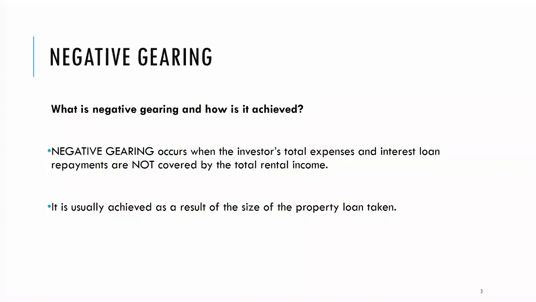So negative gearing occurs when the investor's total expenses and interest on loan, it means interest payment, are not covered by the total rental income. Right. The total income is not enough to pay the total expenditure, including loan interest. It is usually achieved as a result of the size of the property or loan taken. Right. People are trying to get the negative gearing.